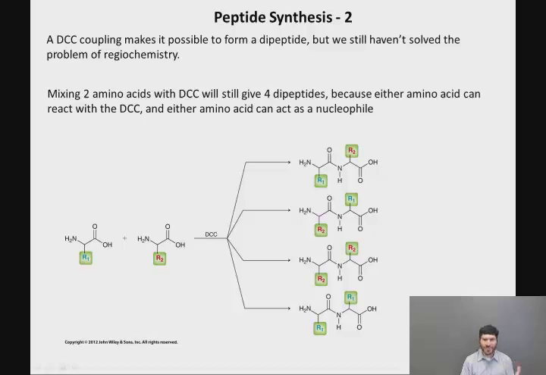Okay, so we can get the blue amino acid reacting with the DCC and the red one acting as a nucleophile. That gives us the first dipeptide. The red one can react with the DCC. The blue one can act as a nucleophile. That gives us the second dipeptide. A molecule of the red one will react with the DCC, and another molecule of the red one will act as a nucleophile. That gives us the homocoupled dipeptide. And then similarly, we can get a homocoupled dipeptide out of the blue amino acid, which is the 4th one down.